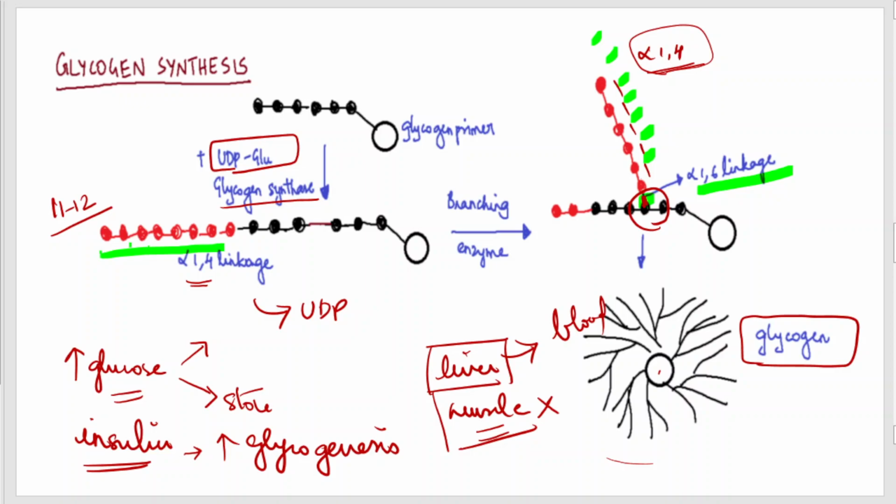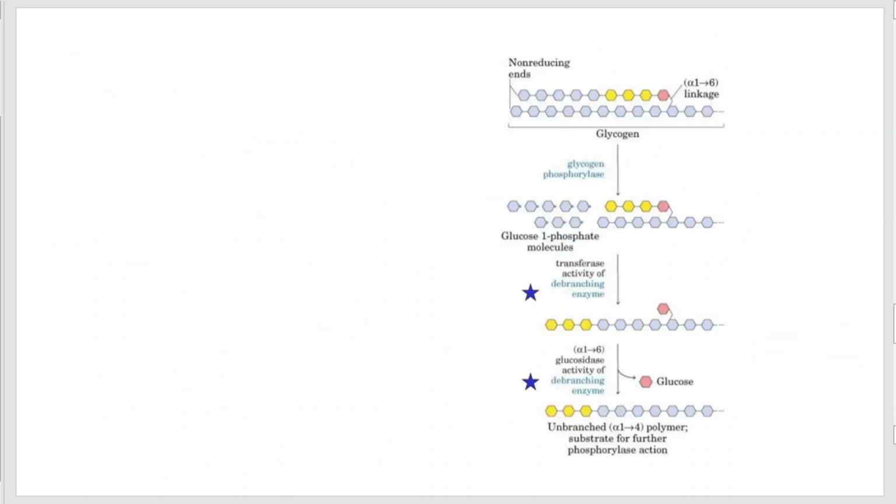Now let's talk about glycogenolysis. So what is glycogenolysis? Glycogenolysis is the breakdown of glycogen. So what is the first enzyme involved here? It is glycogen phosphorylase.